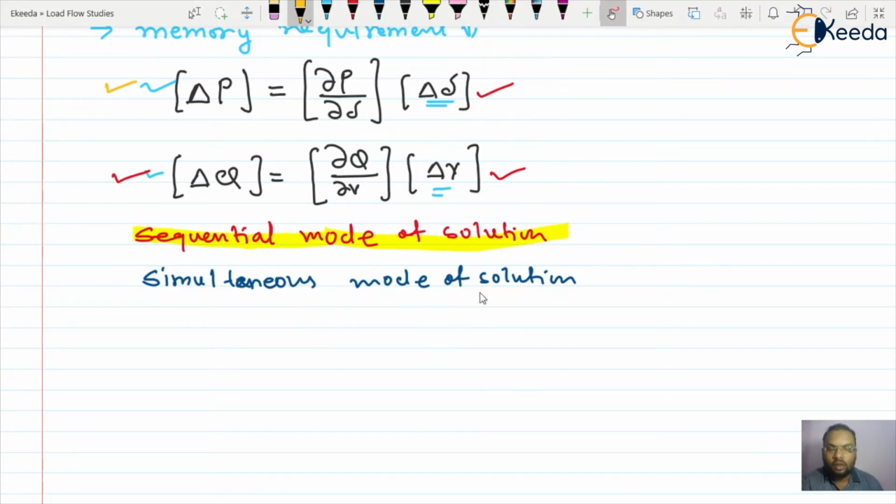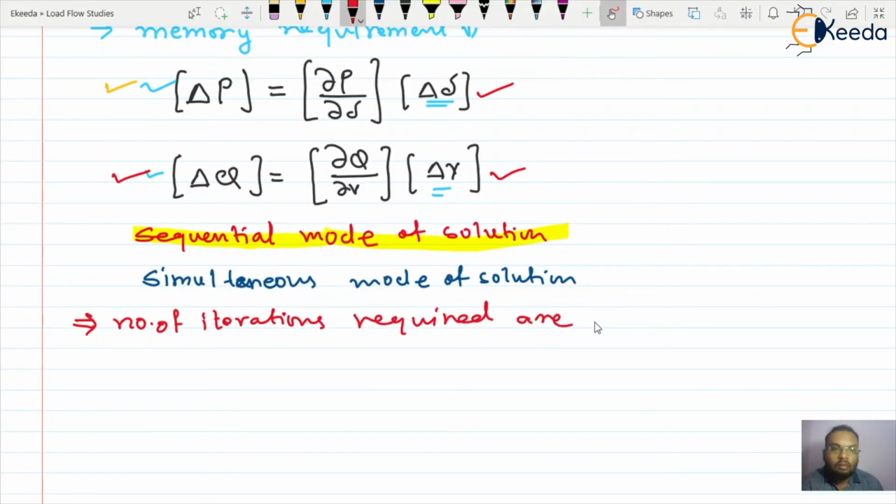So that is why most of the time, practically, the sequential mode of solution is preferred over the simultaneous mode of solution. Now here, as I have said, if we go with the decoupled method, computational time is reducing and memory requirement is also reducing. But if you see here, the number of iterations required are more as compared to the Newton-Raphson method. It is because of those assumptions which we are considering in our method.